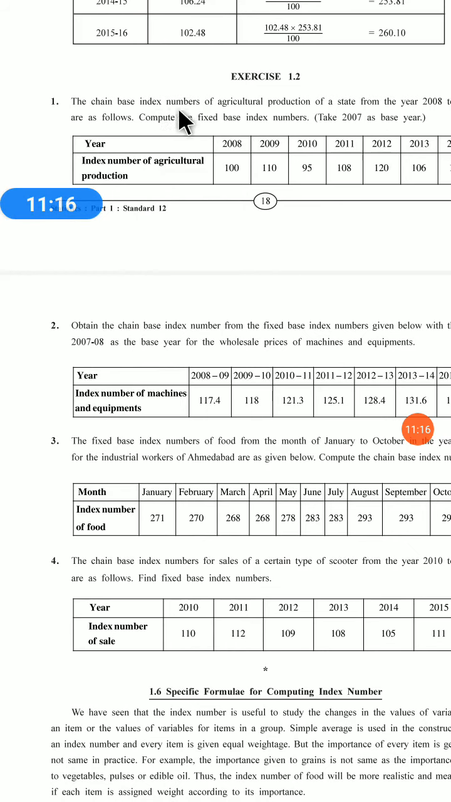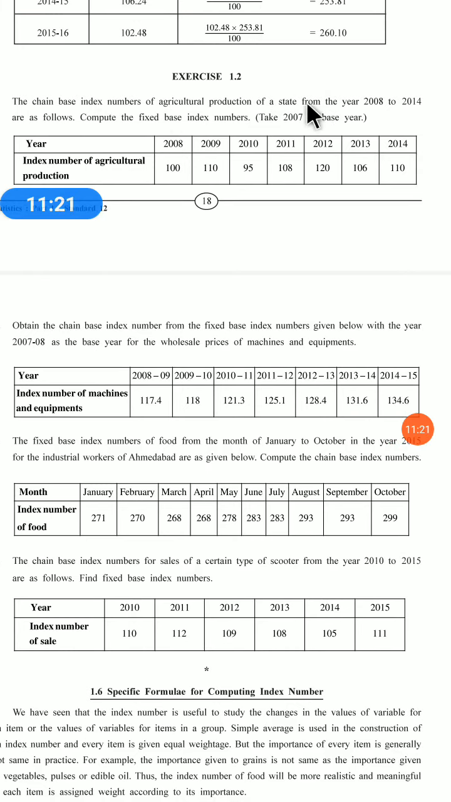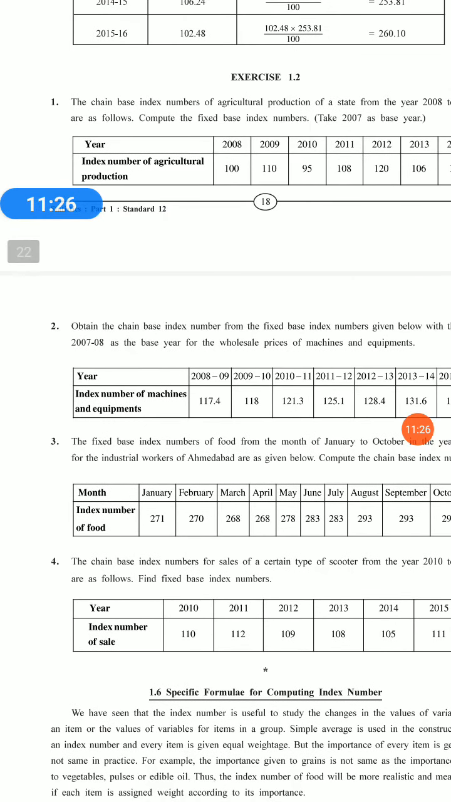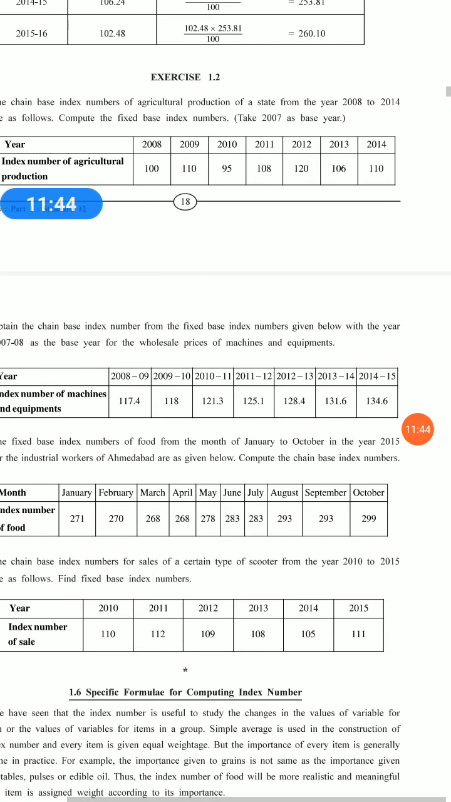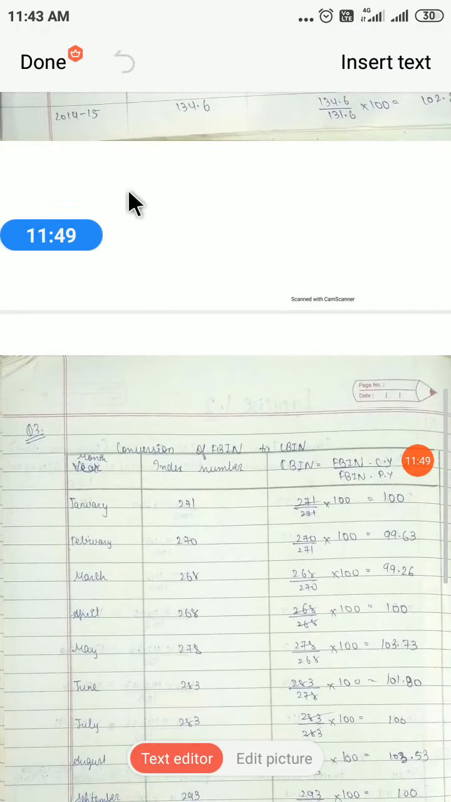The chain base index number of agriculture production of a state from year 2008 to 2014 are as follows. Compute the fixed base index number. Take 2007 as a base year. Here year is given and index number for the fixed base index number is given. Okay. For the year 2008 to 2014 we have the details. See how to convert.